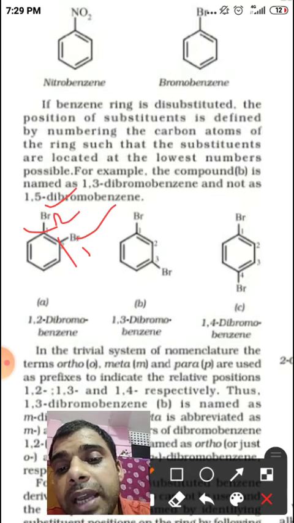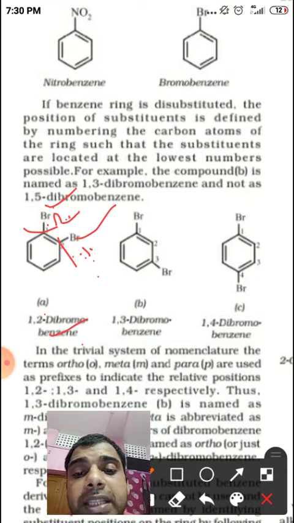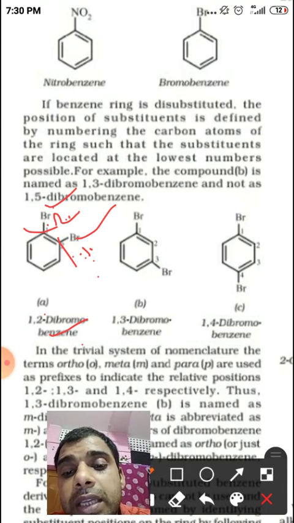Okay, now you know this is a benzene. So at 1 2 position, two bromines are there, so what will you write? 1 2 dibromo and benzene. 1 2 dibromobenzene. Then after, you can see here I have taken 2 3.